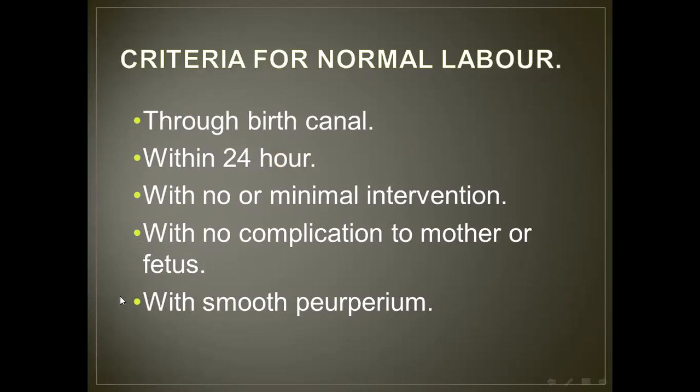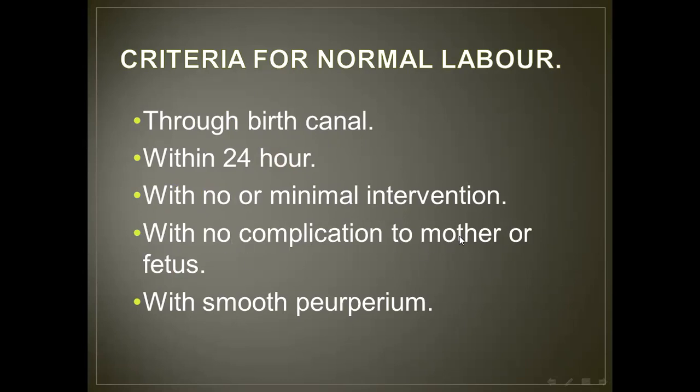The following 5 items are not single words but short sentences. Sixth, through the birth canal, sure, should be vaginally. Seventh, within 24 hours, from the beginning of onset of labor till the end of labor, followed by with no or minimal intervention. If the patient was exposed to ventouse or forceps, it is regarded as abnormal labor, but episiotomy is still normal labor. Minimal intervention includes episiotomy and augmentation of labor, with no complication to the mother or fetus.